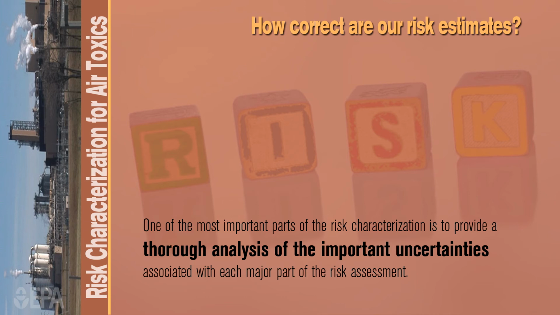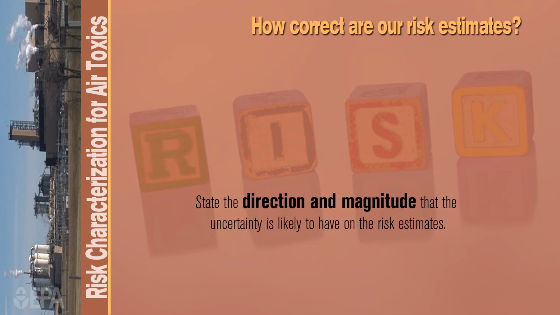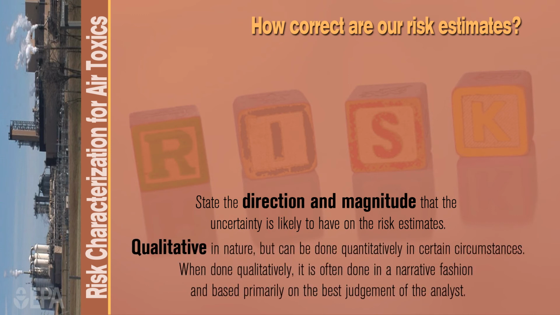One of the most important parts of the risk characterization is to provide a thorough analysis of uncertainties associated with each major part of the risk assessment. It would be ideal to state the direction and the magnitude that the uncertainty is likely to have on the risk estimates. This analysis is qualitative in nature, but can be done quantitatively in certain circumstances. When done qualitatively, it is often done in a narrative fashion and based primarily on the best judgment of the analyst.